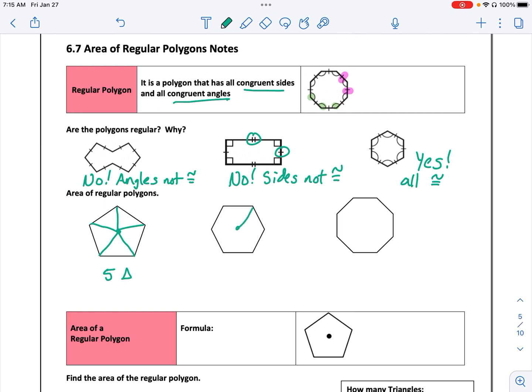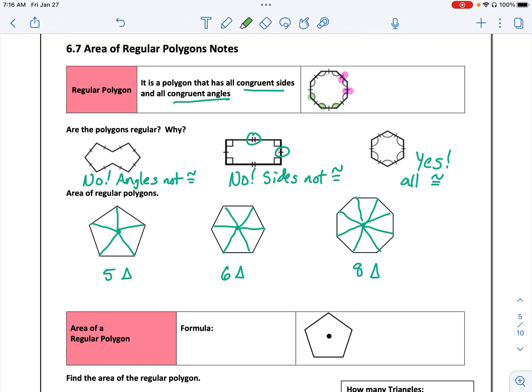In this shape, I could put the dot in the middle, extend my radii out, and I made 6 triangles. And in the final shape, if I put a point in the middle and extend my triangles, I made 8 triangles. So if you wanted to find the area of any of these, we could find the area of a triangle and then multiply it by the number of triangles to find the area of the polygon.